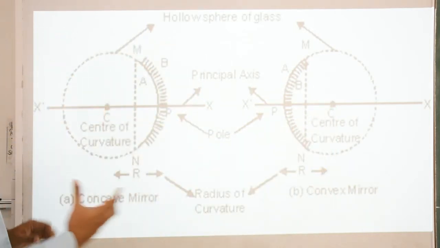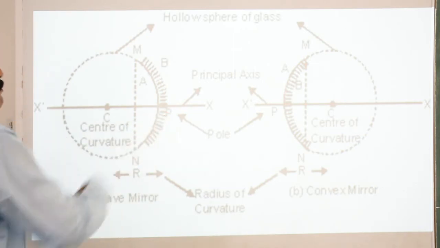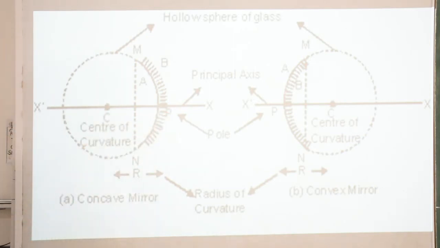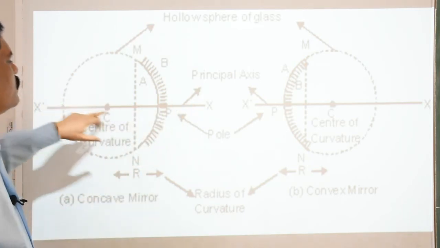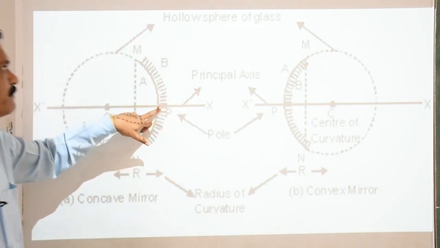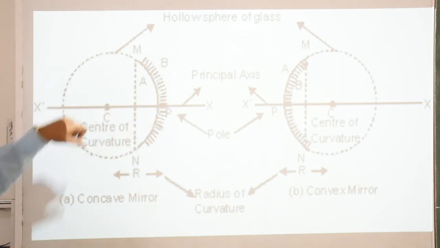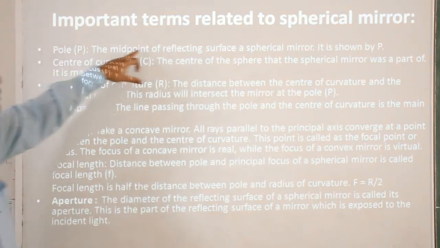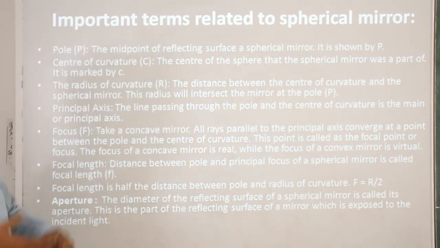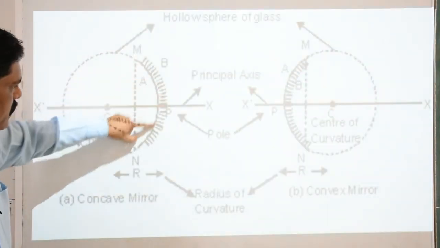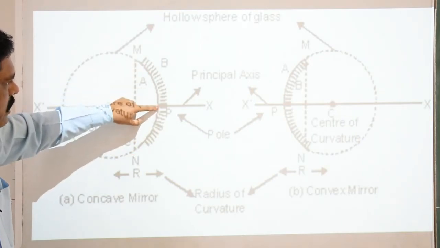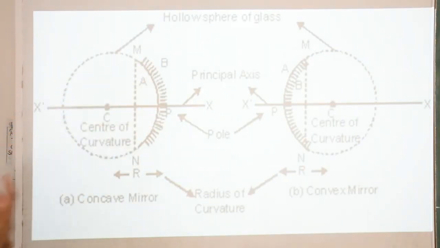So just remember this one thing. Here P denotes the pole. C denotes the center of curvature. This distance is considered the radius. And this axis, which connects the pole and the center, is called the principal axis. Clear? So just one by one, what is the pole? The midpoint of the reflecting surface of a spherical mirror is the pole. When you take this point as the middle of the mirror, that is considered the pole.